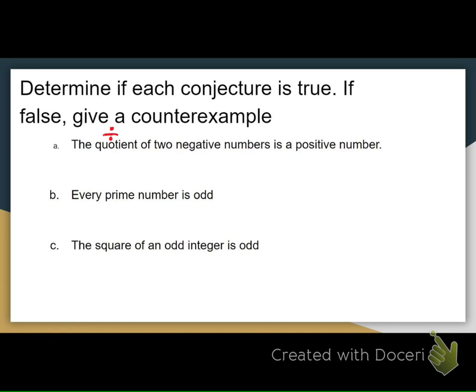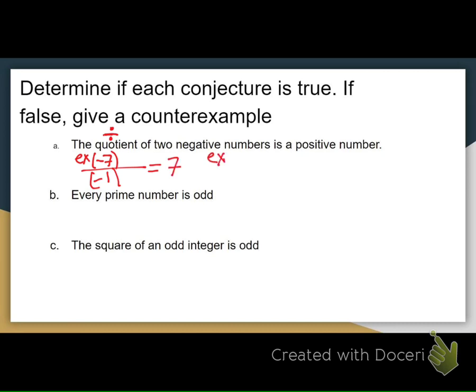So your first one up, give me a negative number. Okay, negative 7. What can I divide negative 7 by? We can do it by negative 1. And what do we get? We get positive 7. Yep.